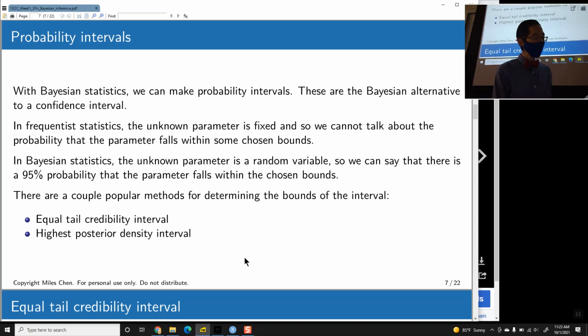So there are a few methods we can use for figuring out the bounds of the interval. One is the equal tail credibility interval, and I think this one's probably the easiest for us to create. The other is the highest posterior density interval. That one's a lot harder to create, I guess. There are tools in R that will do it for us, so maybe to you it's not that much harder, but mathematically it's a little bit harder. But I think maybe visually it also makes a little bit more sense.